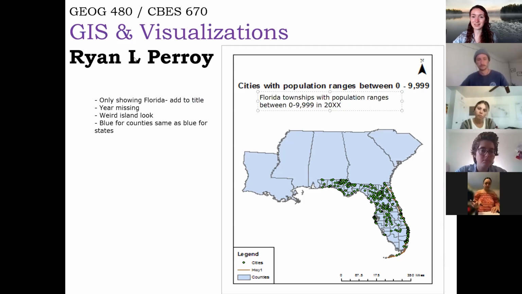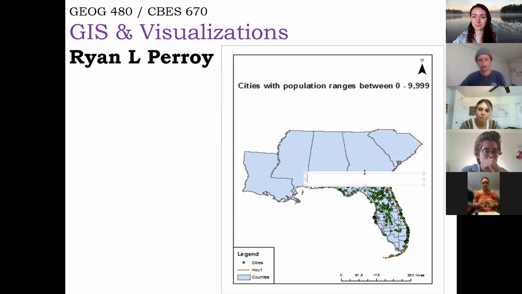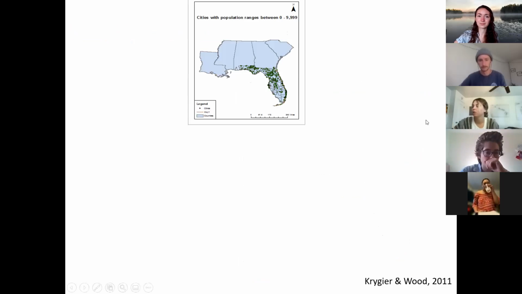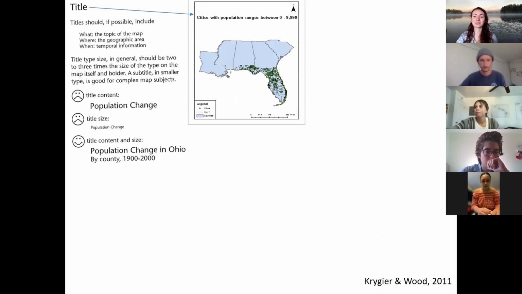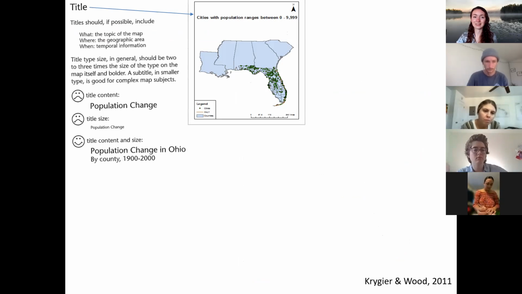So these are all things to start taking into consideration as you're making your maps. Taking a closer look at this and some principles of design: with your title, you want it to say what the topic is. In this case, that would be Florida cities, showing Florida and then the temporal information. Like you all said, you need to add a year. You want to be really specific with your title.